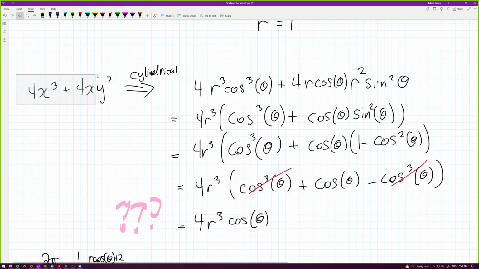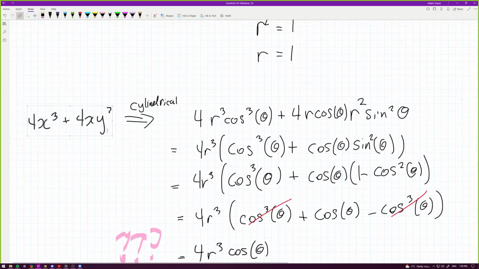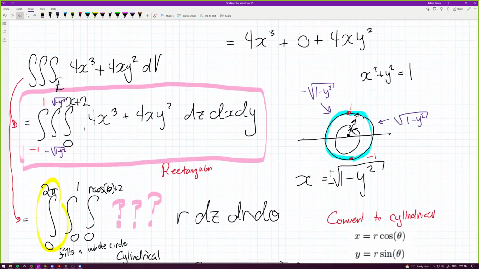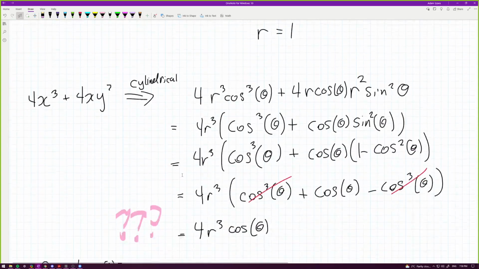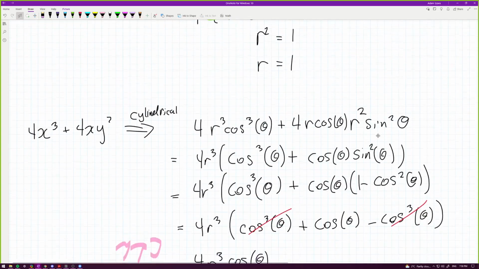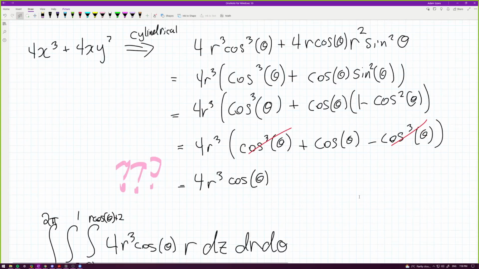I converted this to cylindrical. What is this? This is the argument of the integral, that thing there, right? So I converted that to cylindrical by replacing it with all these substitutions, and then there. If you want to take a screenshot or something, there you go. That's how I did it.